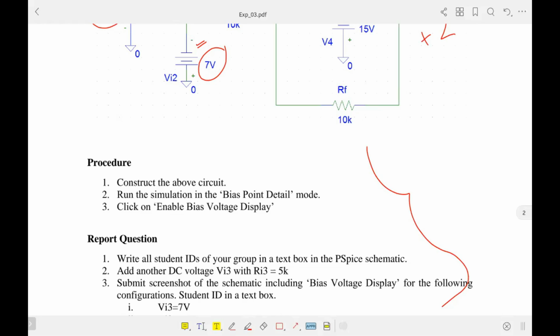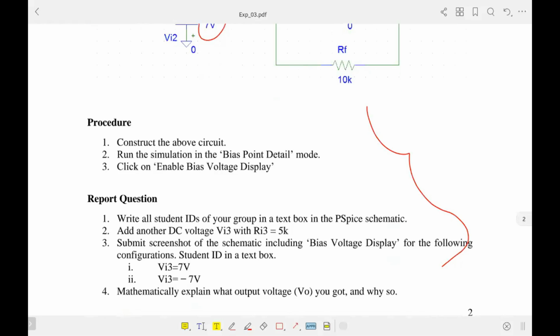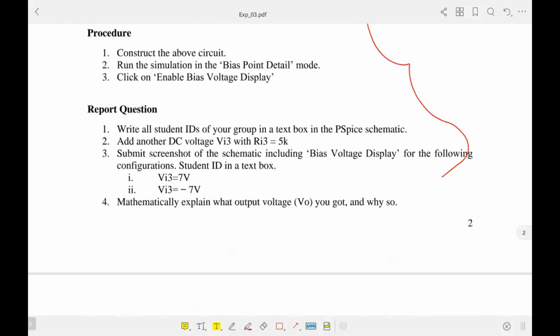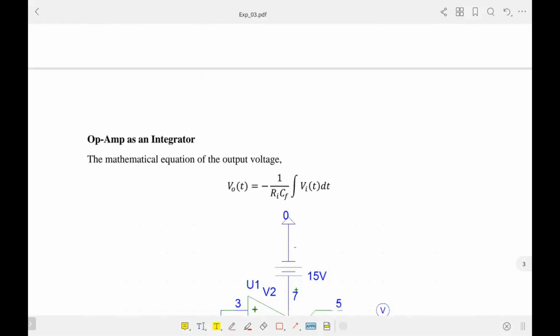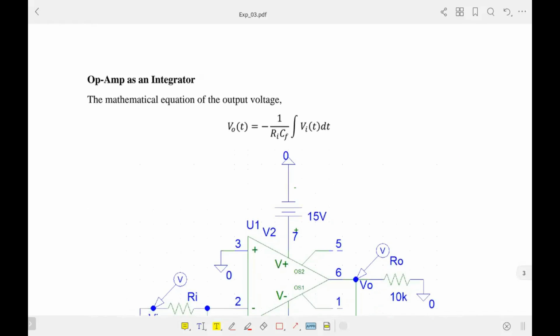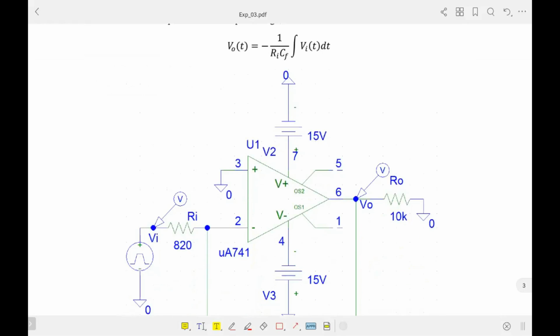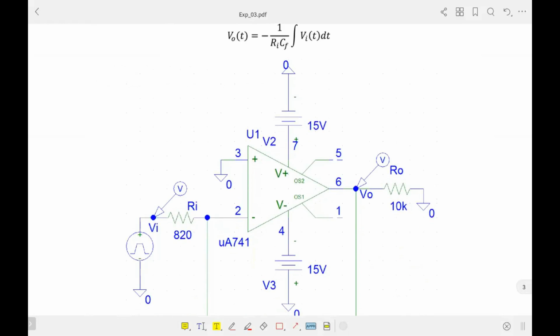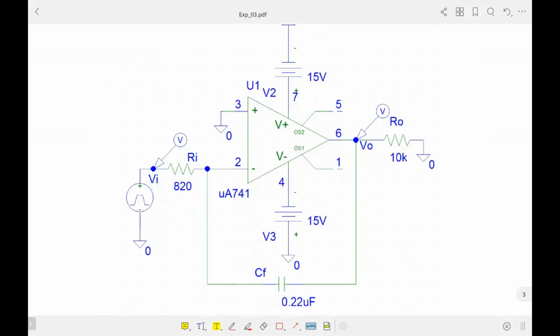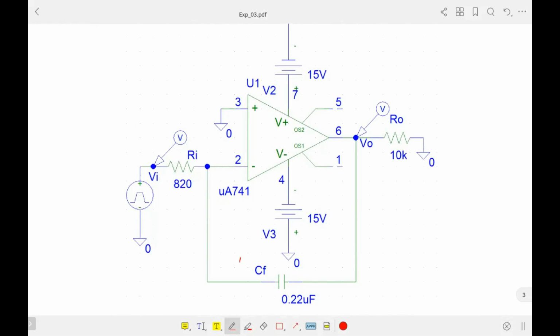Our next circuit is the integrator circuit. So far, all the circuits that you have noticed are based on feedback resistance, but in the case of the integrator and differentiator, for the integrator we have used feedback capacitance, and for the differentiator we will see later that we will use a capacitor in the input.